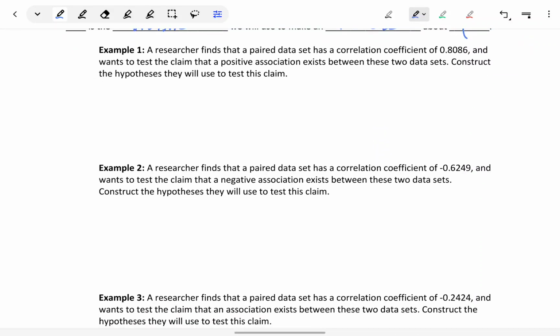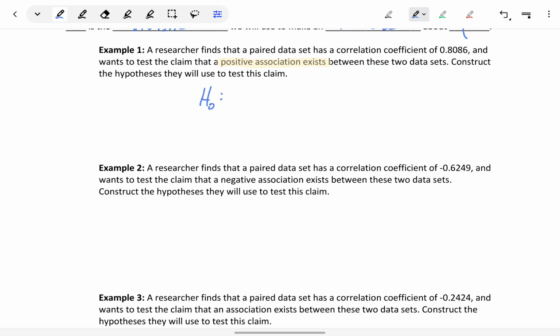In our first three examples, we're going to take a look at setting up hypotheses that we would test based on a given claim. In example 1, a researcher finds a paired data set has a correlation coefficient of 0.8086 and wants to test the claim that a positive association exists between these two data sets. We want to construct the hypotheses to specifically test this claim that a positive association exists.